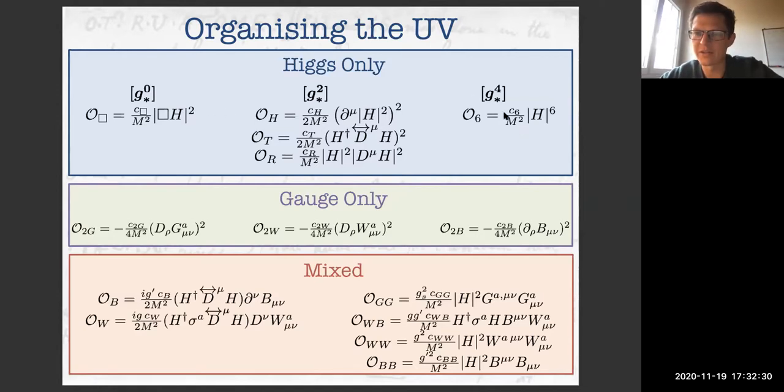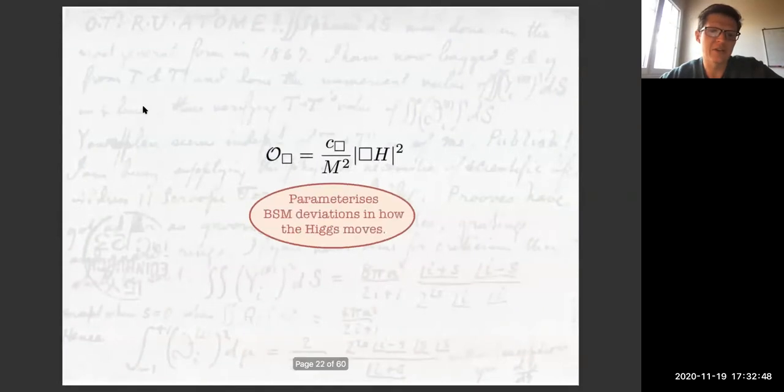Of course, famously, here's the Higgs to the 6 operator, which has the highest coupling dimension of all of the dimension 6 operators. Which is why it has all these nice properties, like not renormalizing the other operators at one loop and things like this. And this is the lowest one here, the lowest coupling dimension one. And so it's very special. This is the operator that essentially parameterizes deviations in how the Higgs moves.